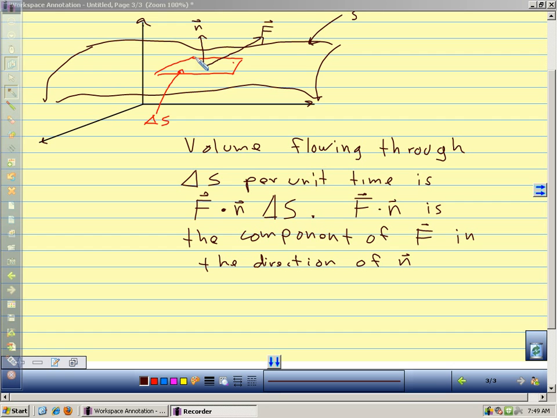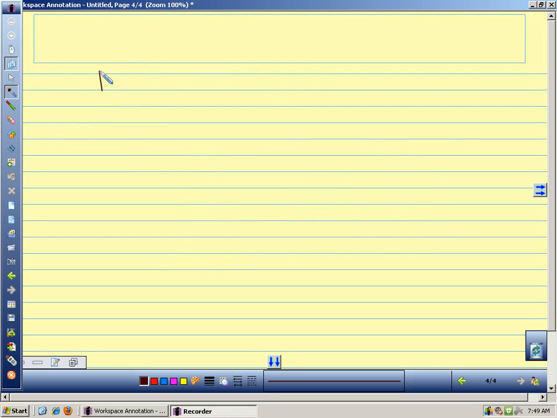So we can think of that as the volume of fluid. If we think of F as giving us a velocity field of a fluid, the volume of fluid flowing out of the surface per unit time. That's one way we can visualize what we're doing here. So we're going to sum this quantity over the surface, and we think of that as the volume of fluid flowing out of that surface per unit time. So we'll use that to define our flux integral, or our surface integral. So this gives us our flux integral.